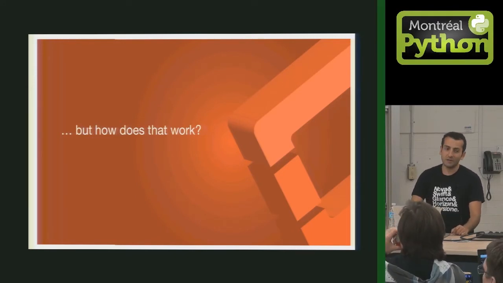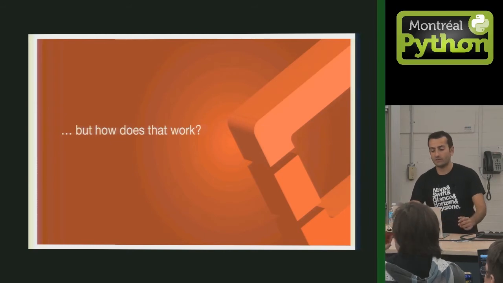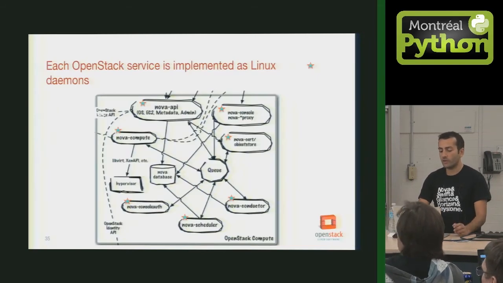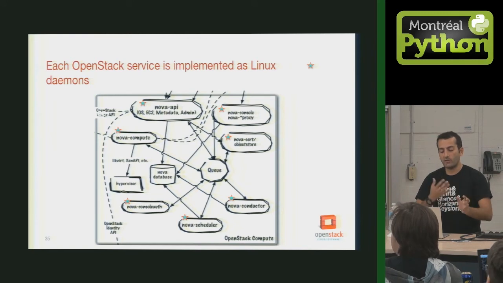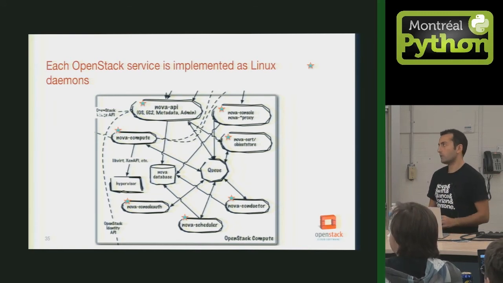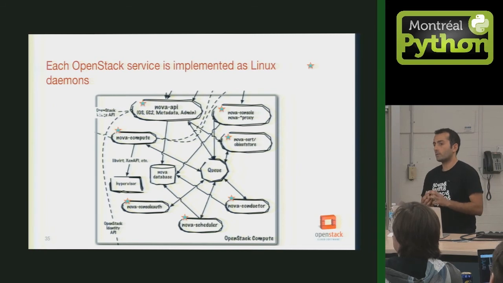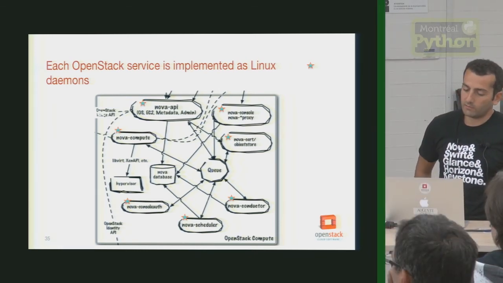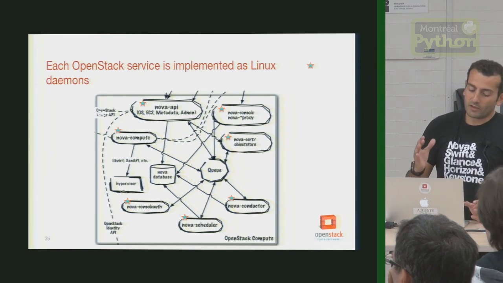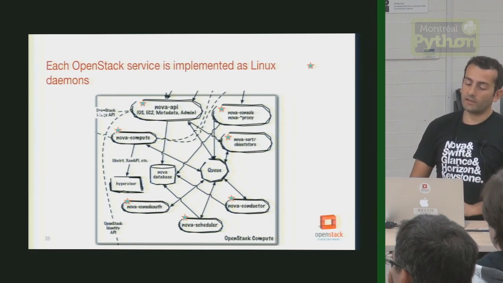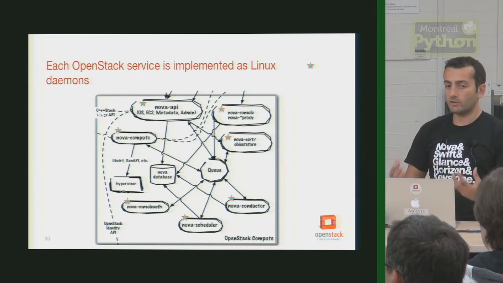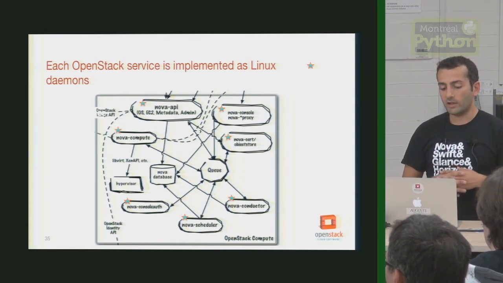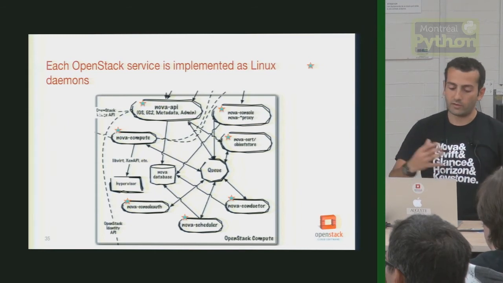But how does that work? So that was a high-level overview. Now, how does everything plug together? I'm going to focus on OpenStack compute. OpenStack compute is the VM spawning thing that's managing all the resources and putting the resources together. OpenStack compute has different daemons. Those are Unix daemons that are listening, and they each have a different use for different things.